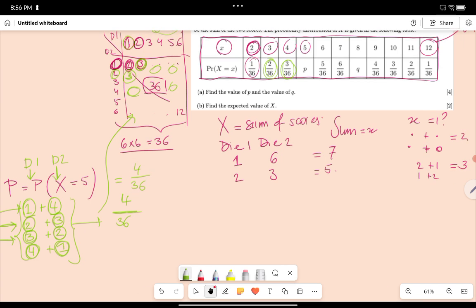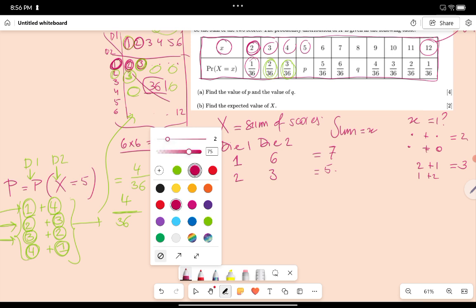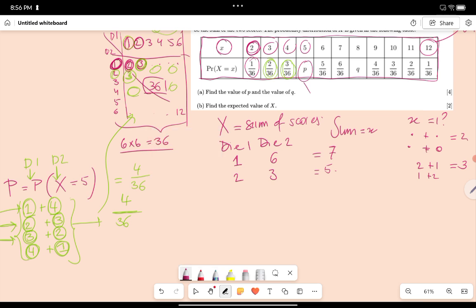Then, how do we get Q? Well, now we have to be smart because now we have P is 4 out of 36. Yeah. And how do we get Q? Well, there are 2 options. Q is the probability of throwing x is 8.